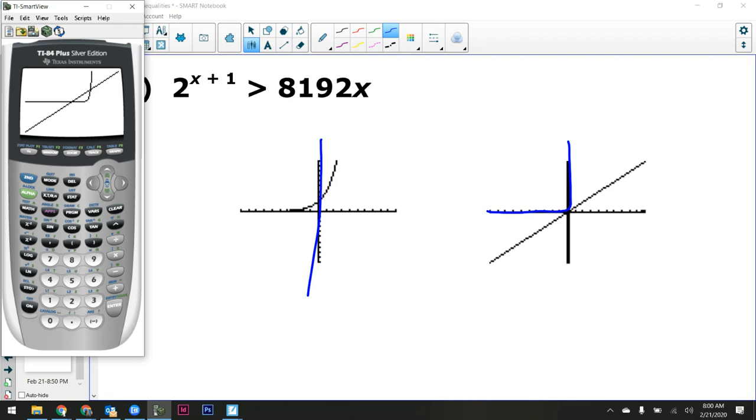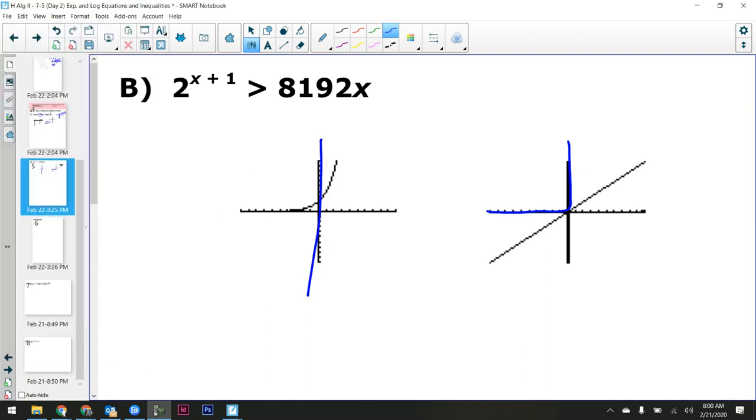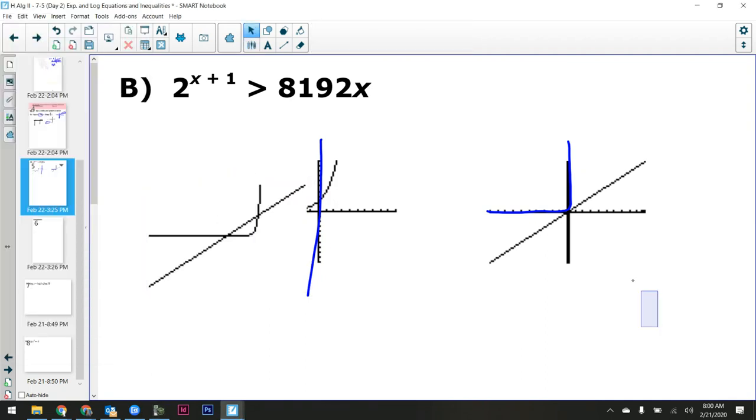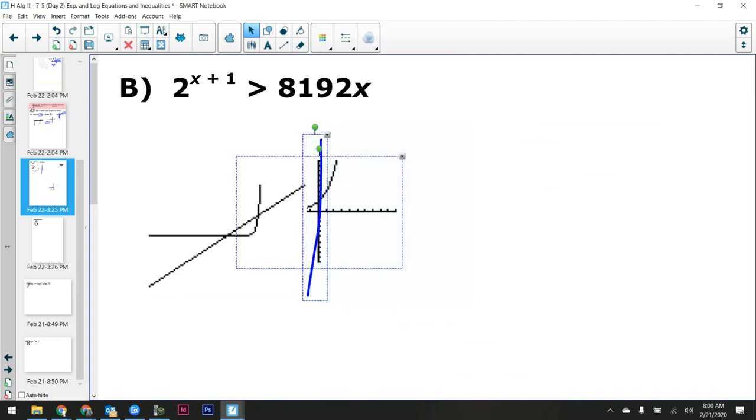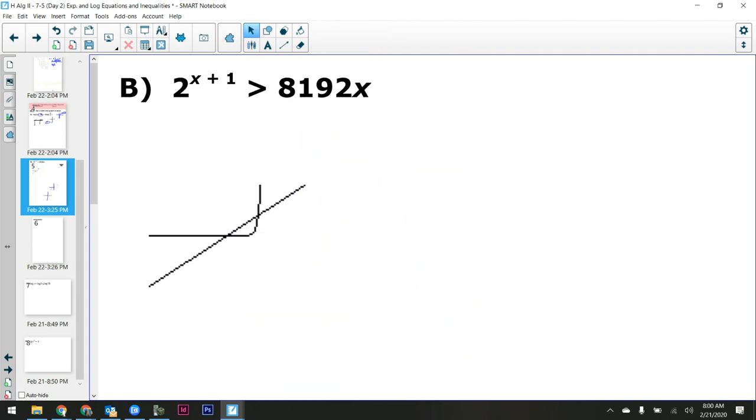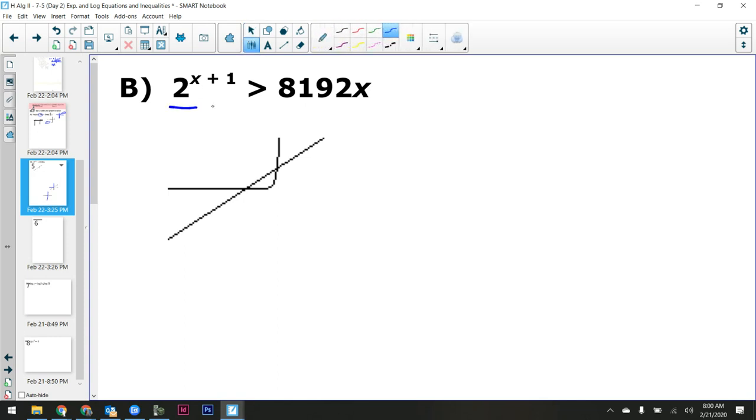Now, let me pull this over and get rid of one of these. Whoa. See ya. That is weird. Now, remember that this is my blue line, and this is my red line, right?